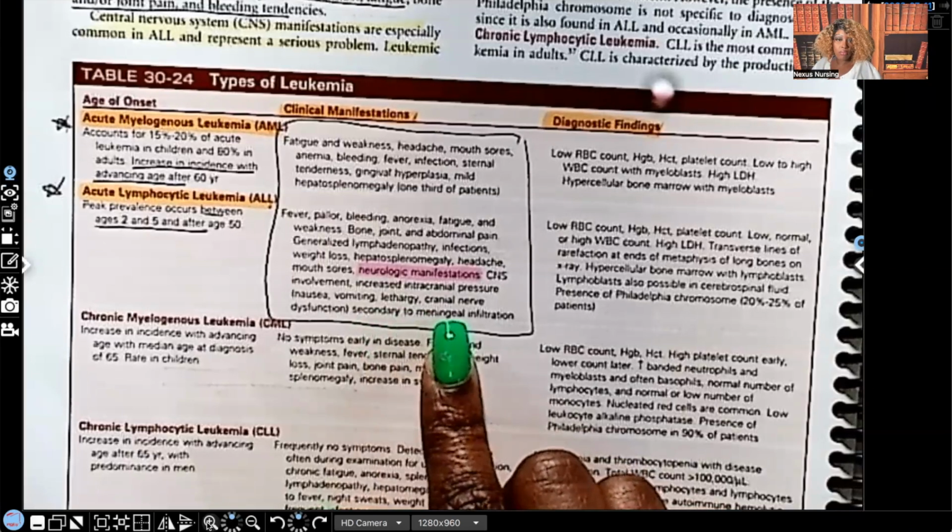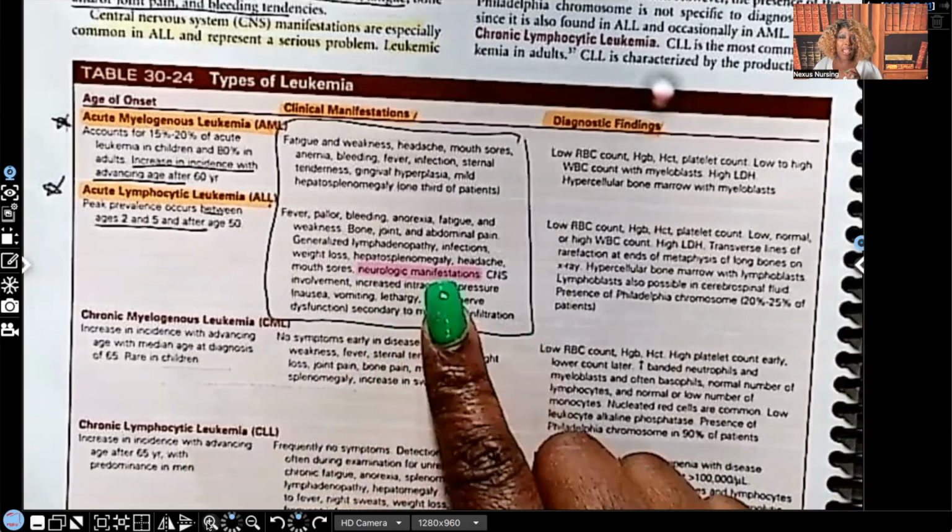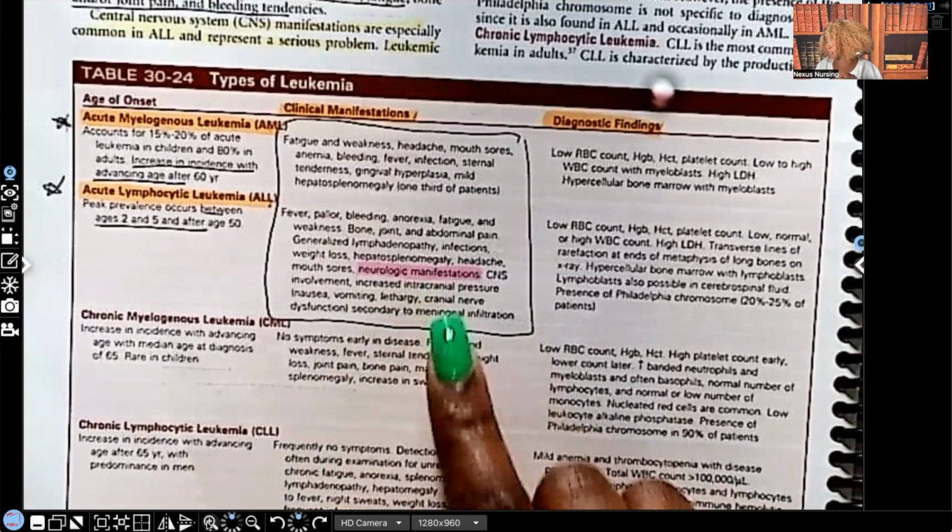infiltration. Okay, other signs and symptoms that you can see in both are going to be your weakness, your fatigue, your bleeding. Those you'll see in both, but specifically for the ALL, I want you to remember that children are more affected, and I want you to remember those neurological manifestations.